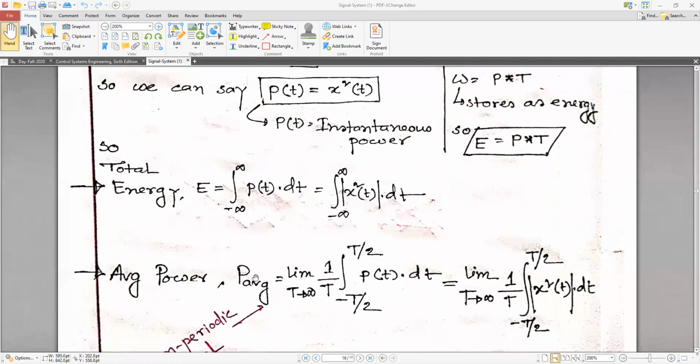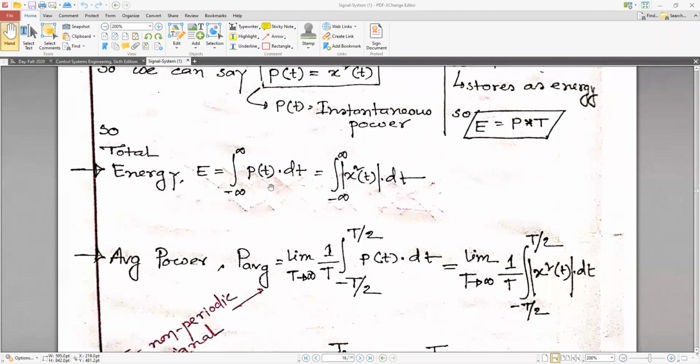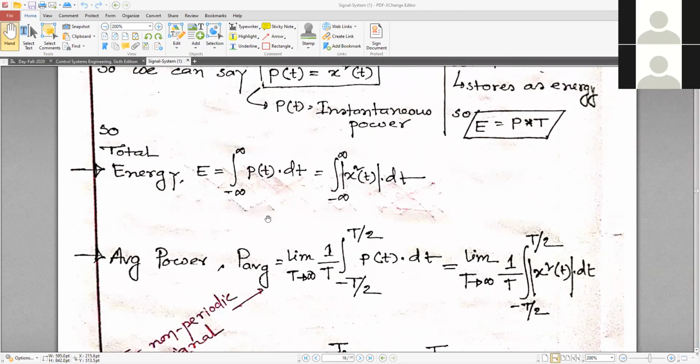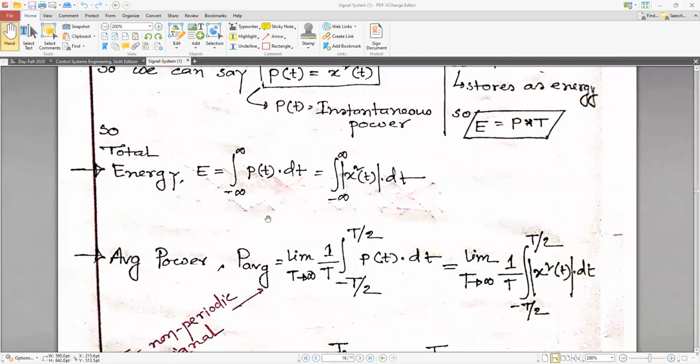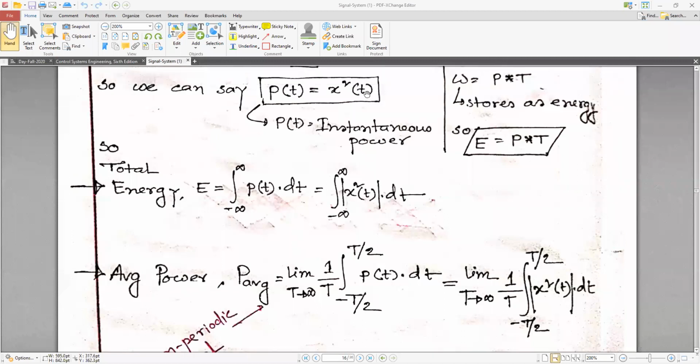Now look at here, total energy. Total energy E is the integral from minus infinity to plus infinity of p(t) dt, or the integral from minus infinity to infinity of x square t dt. That is the total energy, because instead of p(t) we can write x square t.